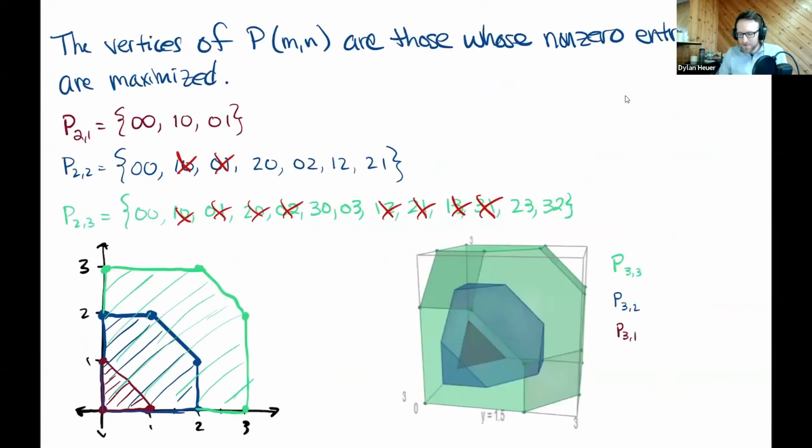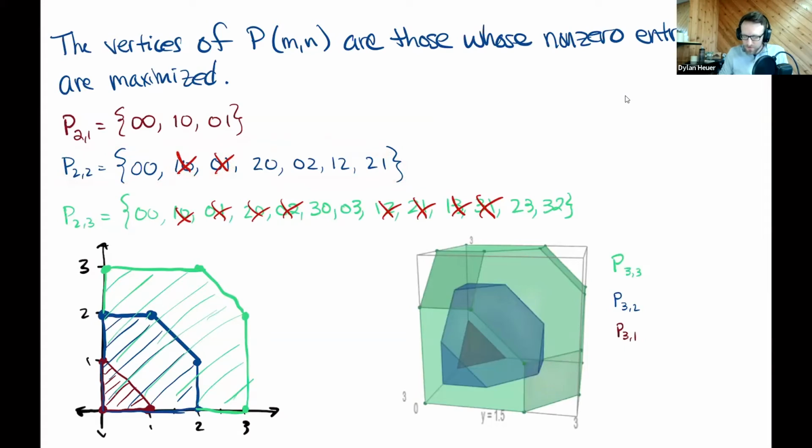And then I want to look at some pictures of these partial permutohedra. You can see fairly easily that the vertices are just going to be those one line notations that have the maximal non-zero entries. So in the m and n equals 2 case, these were all the partial permutations in one line notation, and we're not going to include these ones because the entries are not the maximum that they could be.